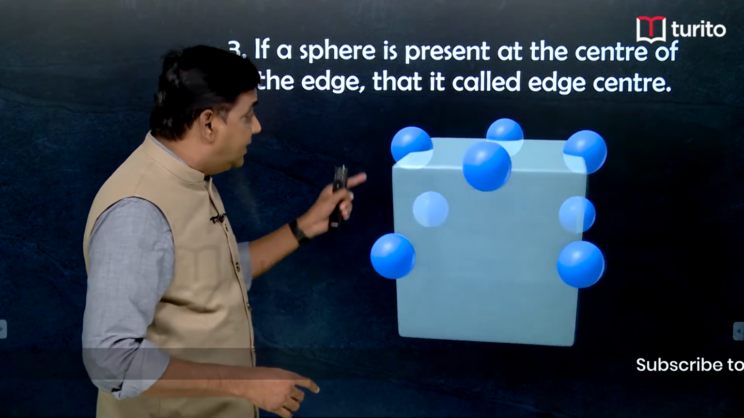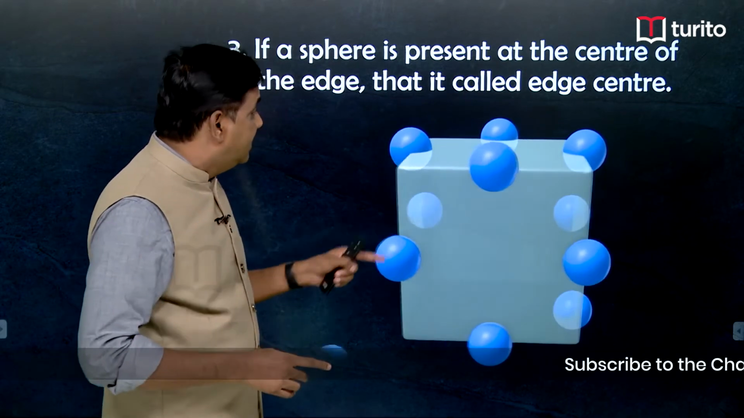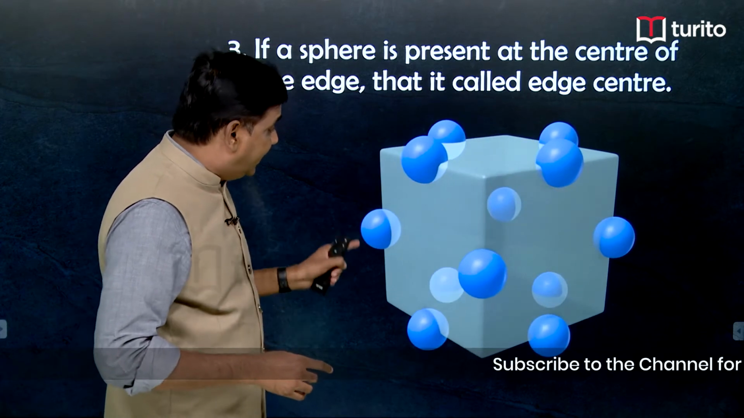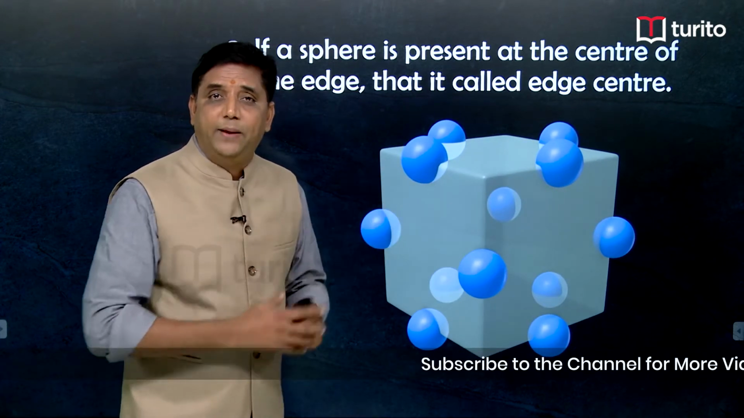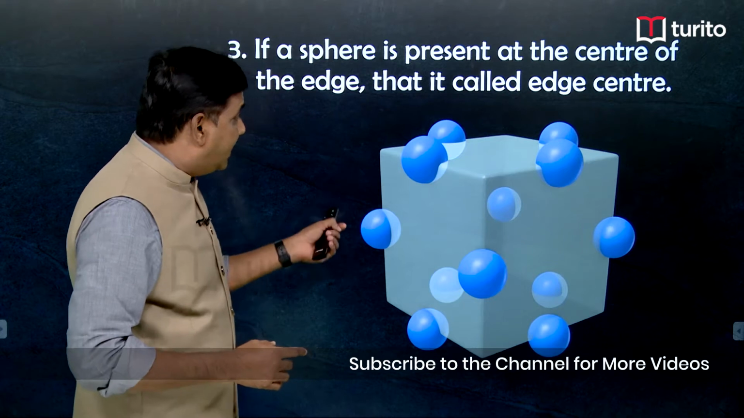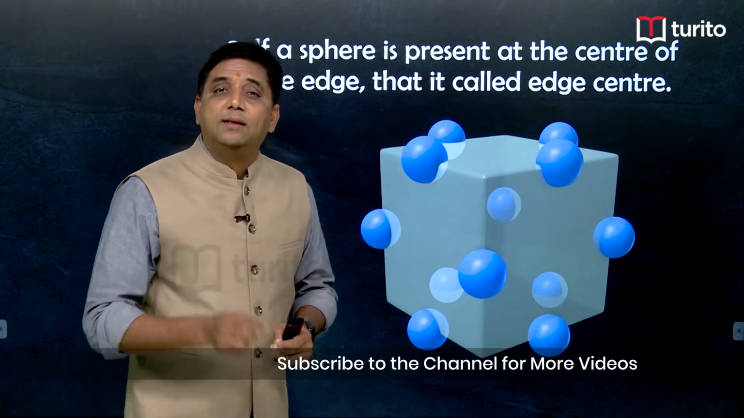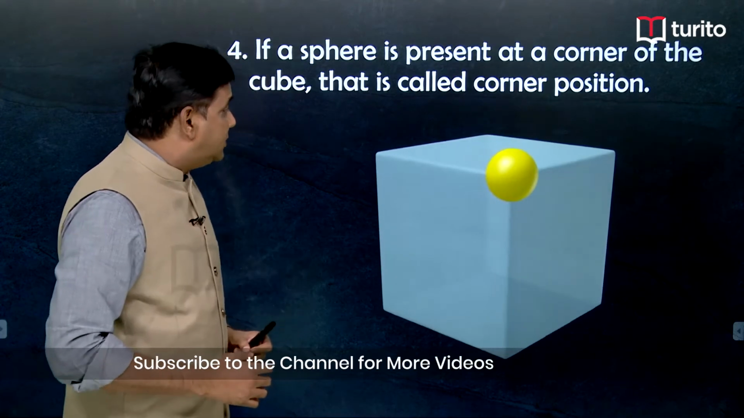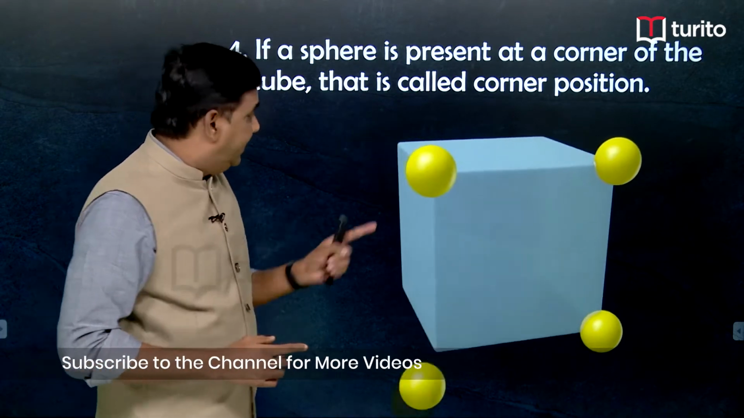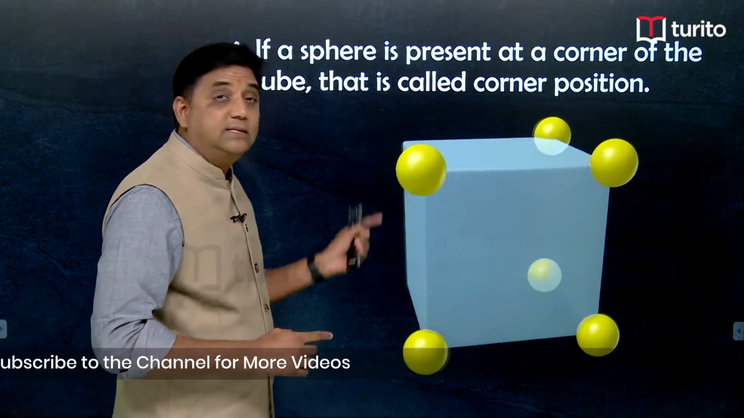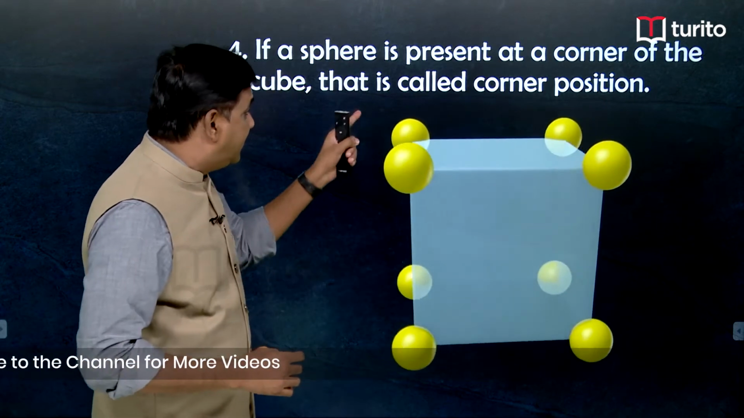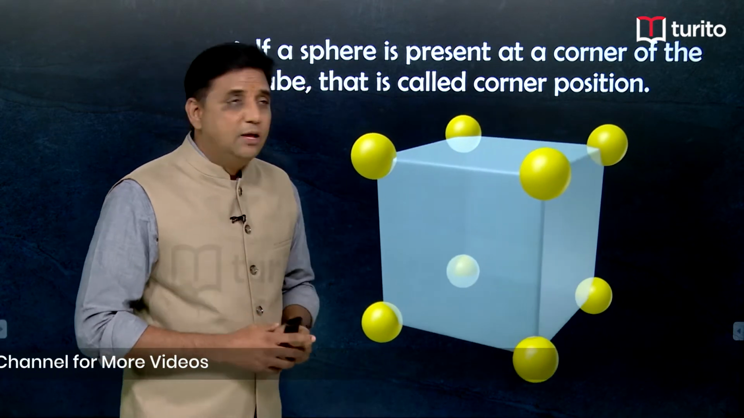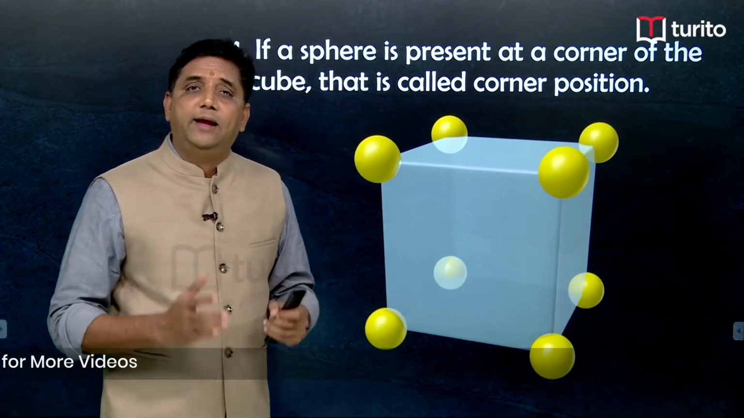There are 12 edge centers in the cubical unit cell. You can see there are 12 edge centers. At each and every edge center there is one sphere. So, a sphere is present at the center of the edge. This is called edge center. And if the sphere is present at the corner, see here, the cubical unit cell contains 8 corners and the sphere is present at each and every corner. So, this position is known as the corner.